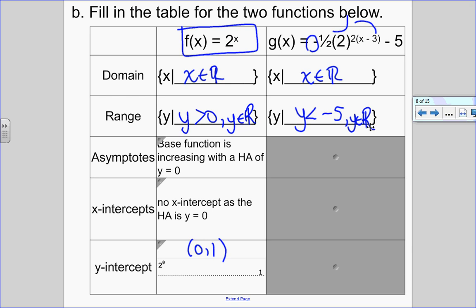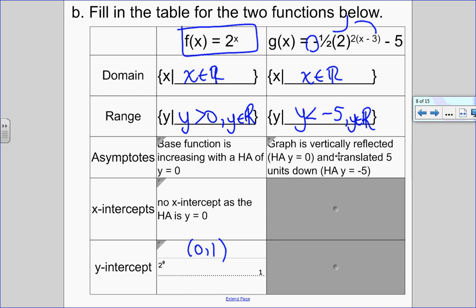And again, the reason that happens is I have a vertical reflection and I'm translating it down 5 units. So I have a horizontal asymptote at -5.